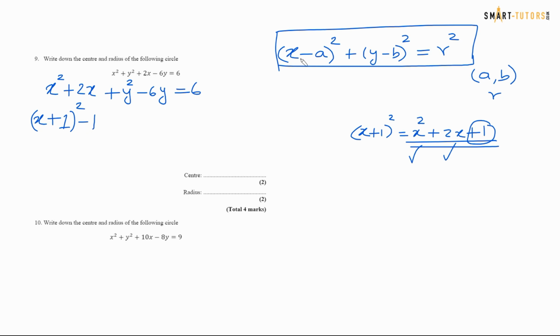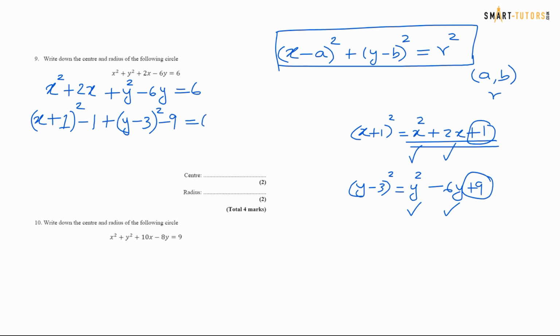to cancel that 1, plus open bracket y squared. So y minus half of 6, which is 3, squared. So y minus 3 whole thing squared. Here also the same thing. If you expand the y minus 3 whole thing squared, it is y squared minus 6y plus 9. So this is there in the question, minus 6y is in the question, plus 9 is not there. So you need to take away 9, equal 6.